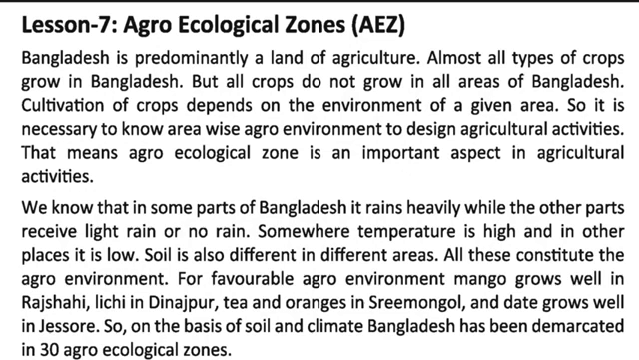For a favorable agro-environment, mango grows well in Rajshahi, lychee in Dinajpur, tea and orange in Srimangal, and date grows well in Jashore. On this basis of soil and climate, Bangladesh has been demarcated into 30 agroecological zones. So on the basis of agroecological zones, we can produce more mangoes in Rajshahi, more lychees in Dinajpur, tea and orange in Srimangal, and dates in Jashore.